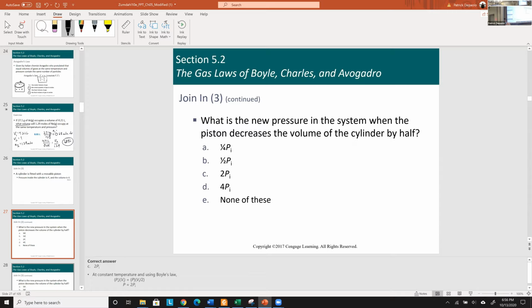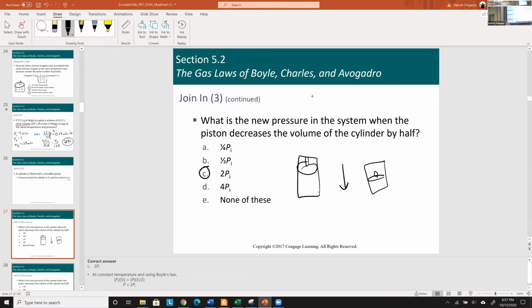So you have a pressure and a volume. What is the pressure if the volume decreases by half? So you have piston one, and then you have piston two. Volume's decreasing. So what would be the new pressure? Good, C. Alex and Isaiah, good job.